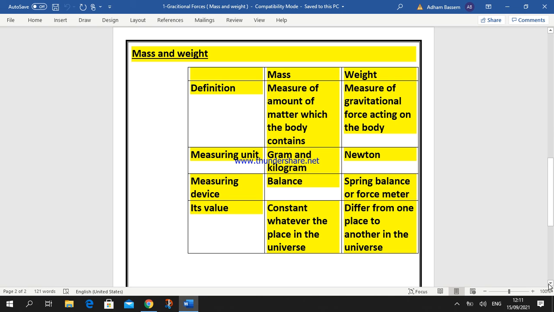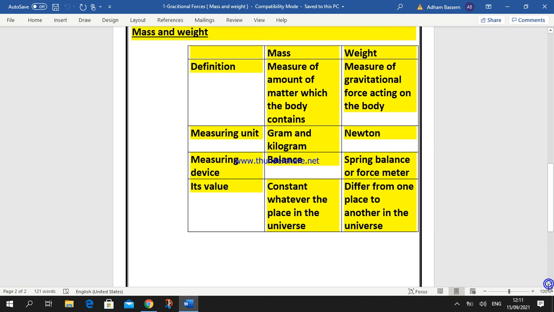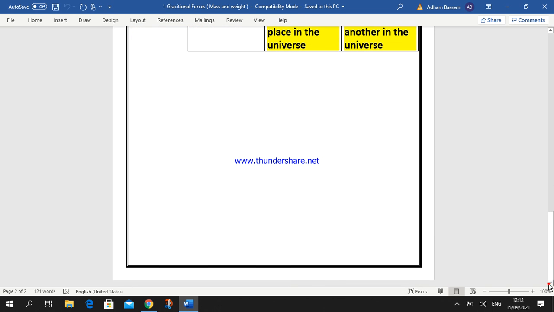If this object is moved to the moon, its weight will change also, because weight is a changeable value, depending on the place or the force of gravity acting on you, okay? If this object moves to the moon, its weight will change and become less than its weight on Earth, okay? Because the force of gravity of the moon is less than the force of gravity of Earth, because the moon has less mass than Earth, okay?